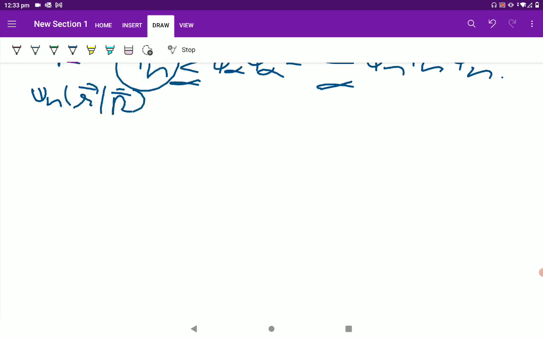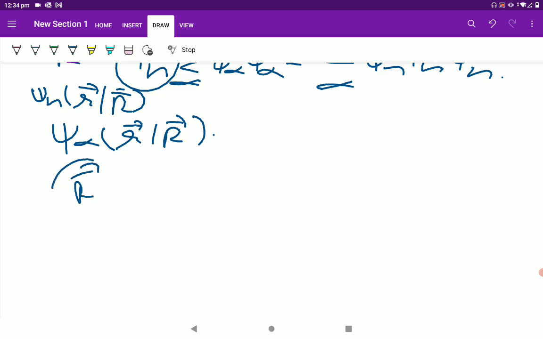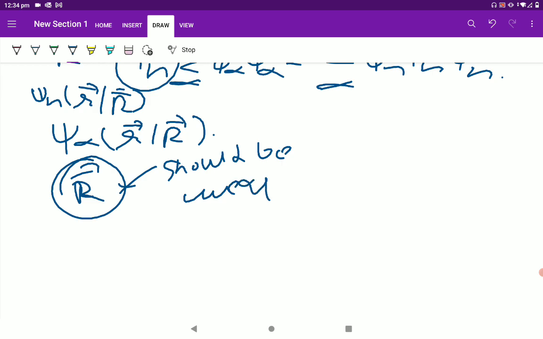So when you consider psi alpha in this fashion, as a constant with respect to the kinetic energy of the nuclei, that is Tn, the dependence on r vector is very weak. So the dependence on this capital R vector should be weak. So we can write the equation in this fashion.